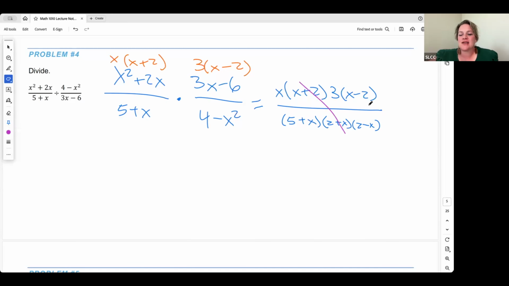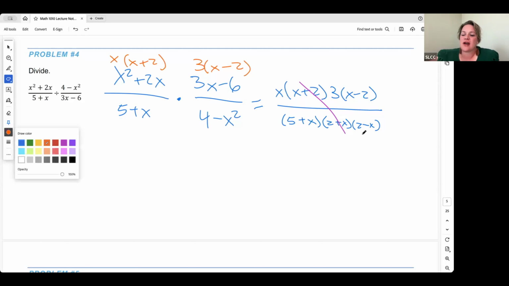What about x minus 2 and 2 minus x? Is that the same thing? No. Can I make it the same thing? The only way to make something the same thing in this case would be to factor out a negative 1. Will that help me? Let's see.